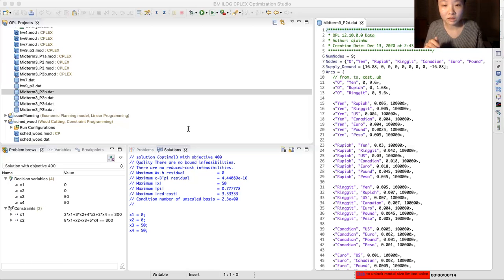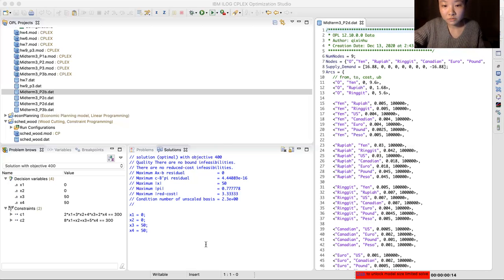Then I create a dummy node as a supply node, which will transfer 9.6 to yen, 1.68 to rupees, and 5.6 to ringgit. Also, the transshipment currencies are yen, rupees, ringgit, Canadian dollars, euro, pound, and peso, and the demand node is the US dollars. It will receive a total of $16.88 million.